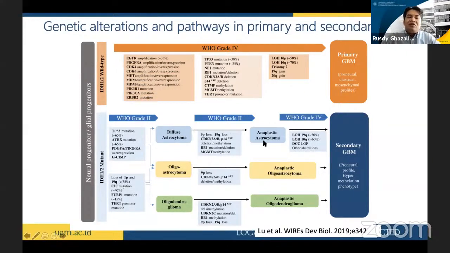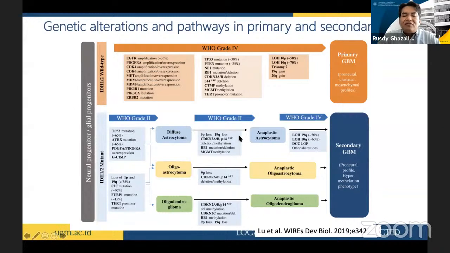And after that, other mutations will also accumulate. By the loss of chromosome 10q and 19q, the patients will have the highest grade of tumor, which is secondary GBM grade 4. On the other hand, in the wild type patients, these things can happen: EGFR amplification, and then MET amplification, CDK4 amplification, and so on, which will then result in GBM without undergoing the lower grade tumor. This is what we call primary glioblastoma or primary GBM.